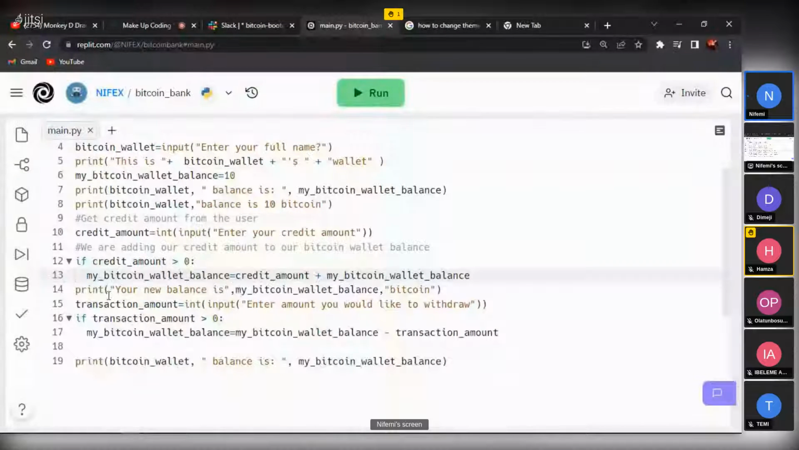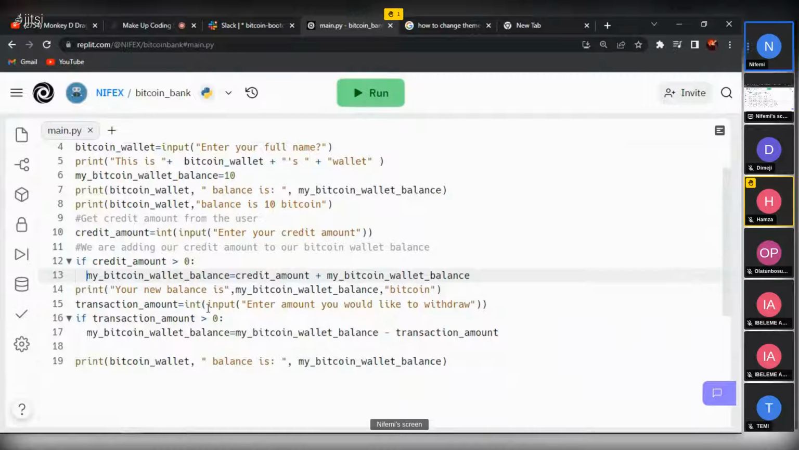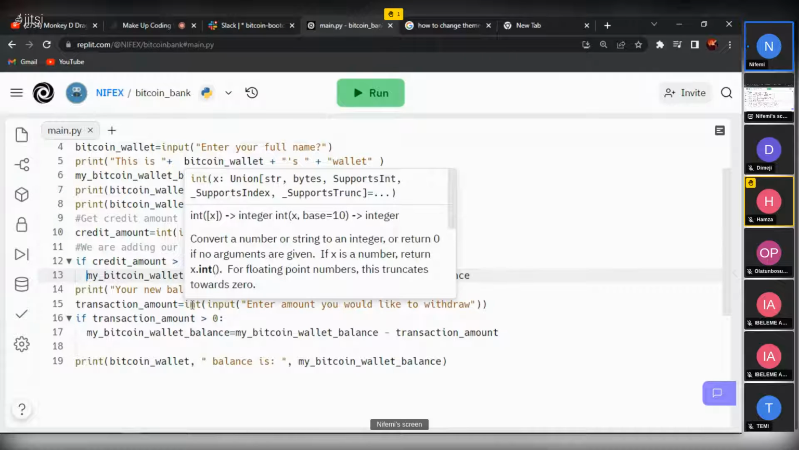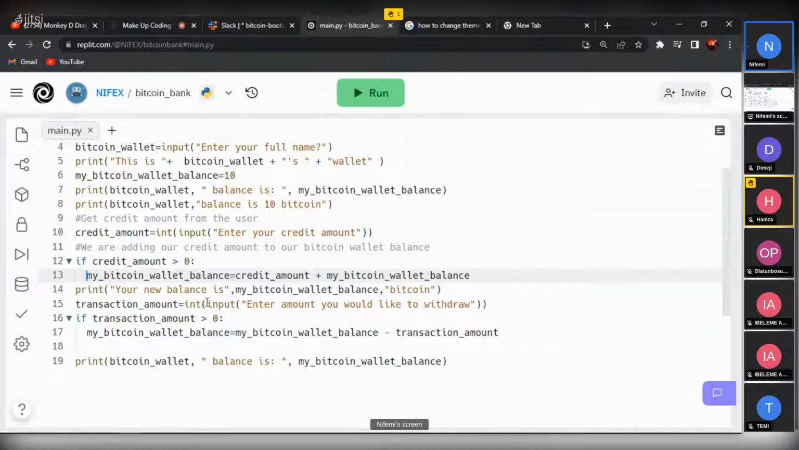So we're just trying to tell the user that your new balance is so amount of Bitcoin. Now transaction amount. This is the amount that we're trying to withdraw from our account. We are using the integer value again because we're trying to store a number, and then input, we're trying to type in the amount that we want.